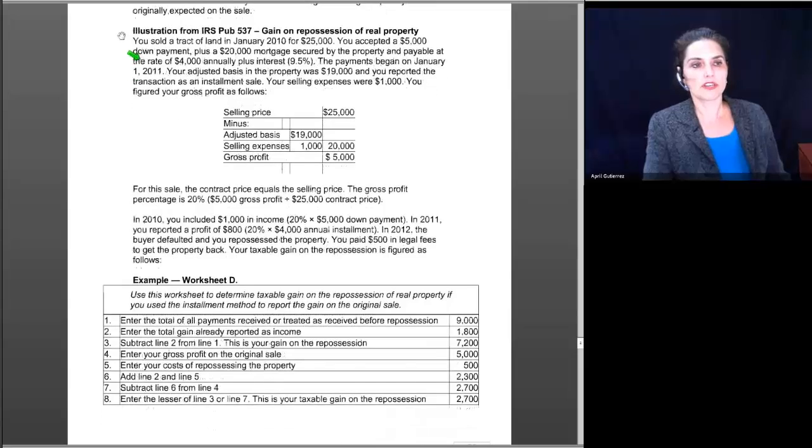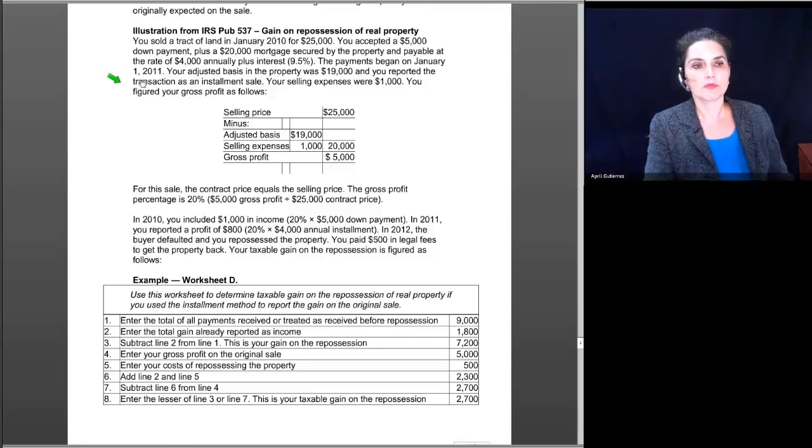So here is an illustration. I pulled this one out of IRS Publication 537, Gain on Repossession of Real Property. You sold a tract of land in January 2010 for $25,000. You accepted a $5,000 down payment plus a $20,000 mortgage secured by the property and payable at a rate of $4,000 annually plus interest at a rate of 9.5%. The payments began on January 1, 2011, and your adjusted basis in the property was $19,000, and you reported the transaction as an installment sale.